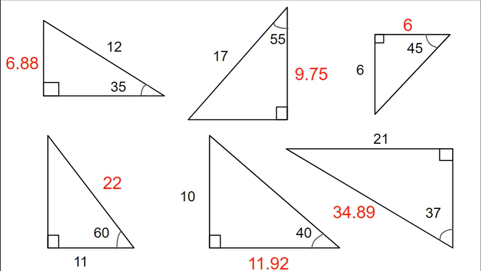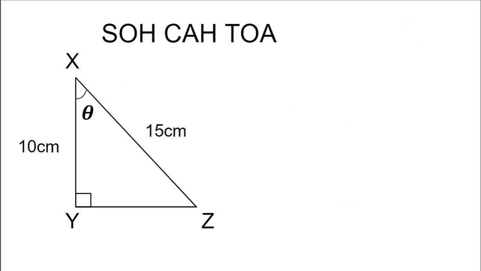Here are the answers to the previous questions. Now, what if we want to find an angle instead of a side length? So right here, triangle XYZ, we're trying to find angle YXZ. As you can see this little zero with a line through, this is called theta. And this is how we mark angles.